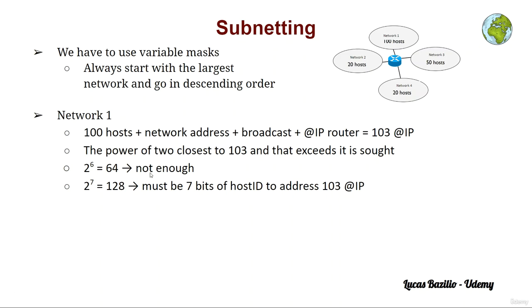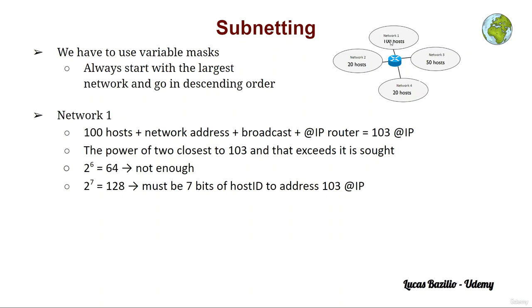This is not enough. This number of IP addresses is not enough. We need 103. So if we keep incrementing, 2 raised to 7 gives us a value of 128, right? So this is enough. And to address these 103 IP addresses, we will need 7 bits of the host ID to address this number of hosts on network 1.